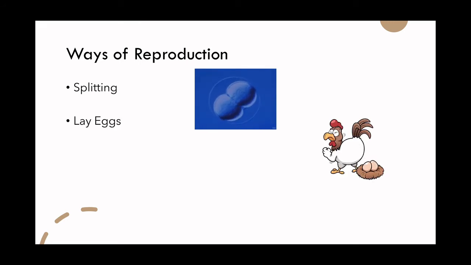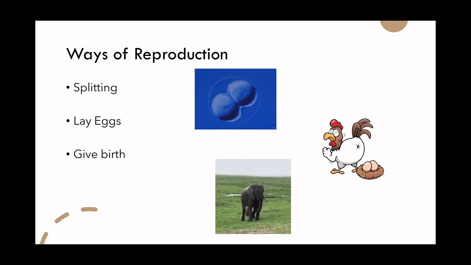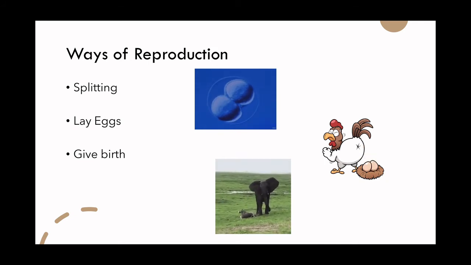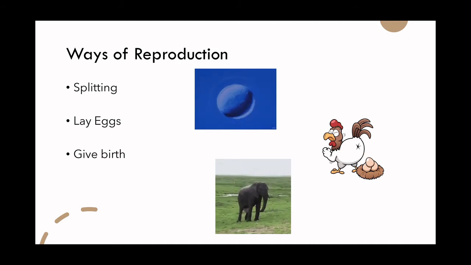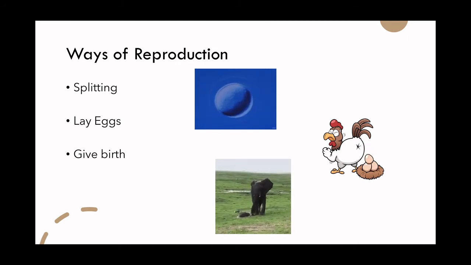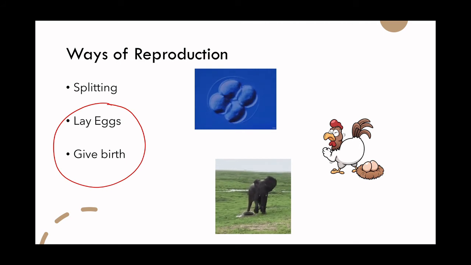Lay eggs you should be very familiar with. Giving birth is usually a common characteristic among mammals. So these are the 3 common ways of reproduction, but it's not limited to these. For example, there are other kinds of reproduction, like budding, but you don't have to know them. These 3 are the more crucial ones, and of course, like I said, these 2 are more important.